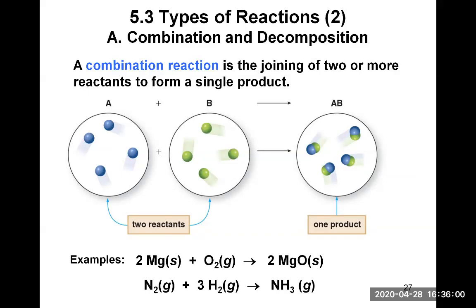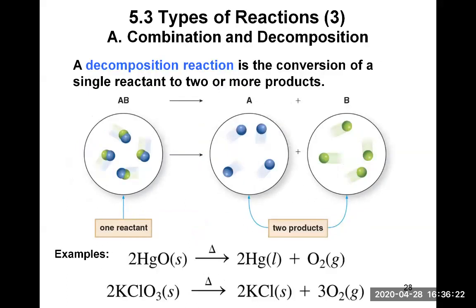If you are synthesizing ammonia from nitrogen and hydrogen, the bottom equation there, you will combine them and form ammonia gas. And that's also a combination reaction because you have only one product.